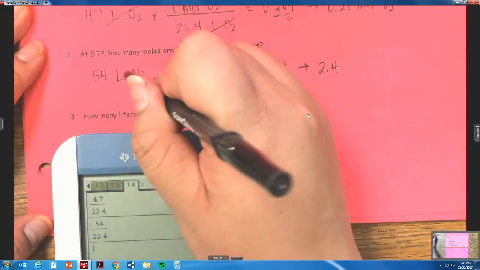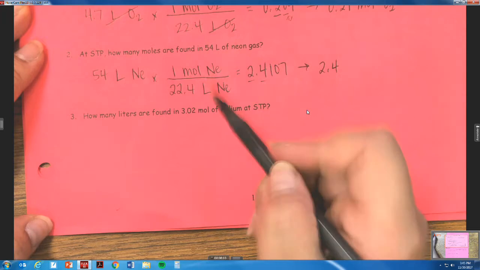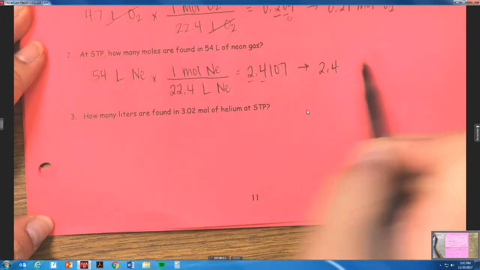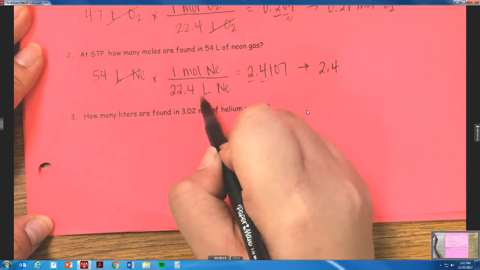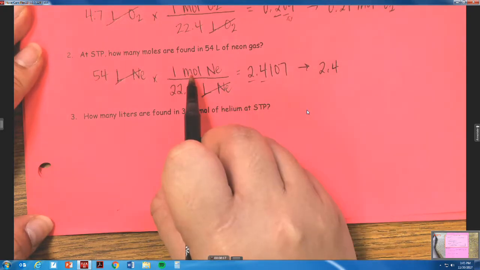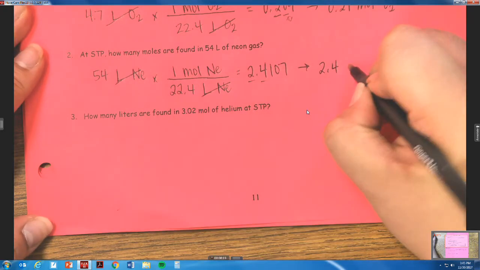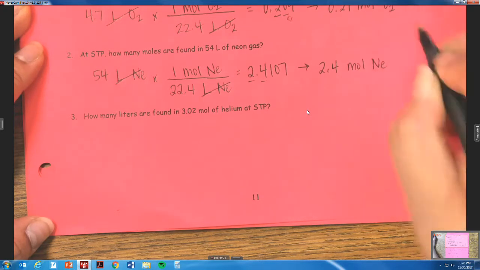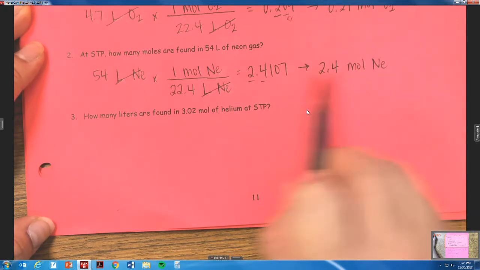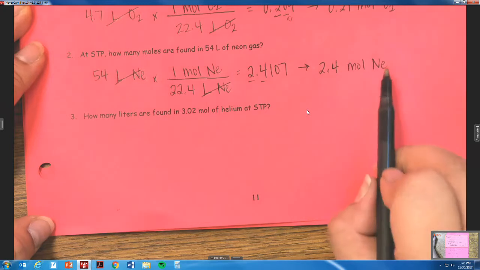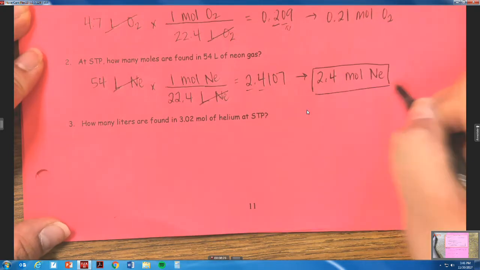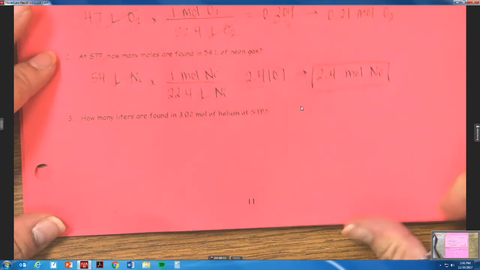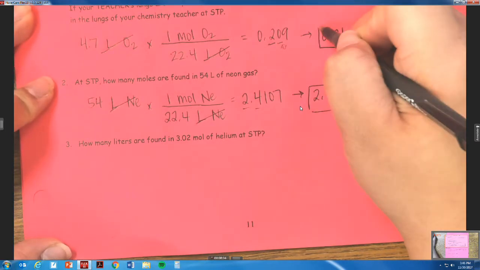And then again, what's going to be our units for our answer? Well, remember, liters of neon cancels out liters of neon, and we're left with moles of neon. So moles of neon, which is exactly what we're trying to find. Okay, so that's our second answer. Okay, and then let me box this one in too.